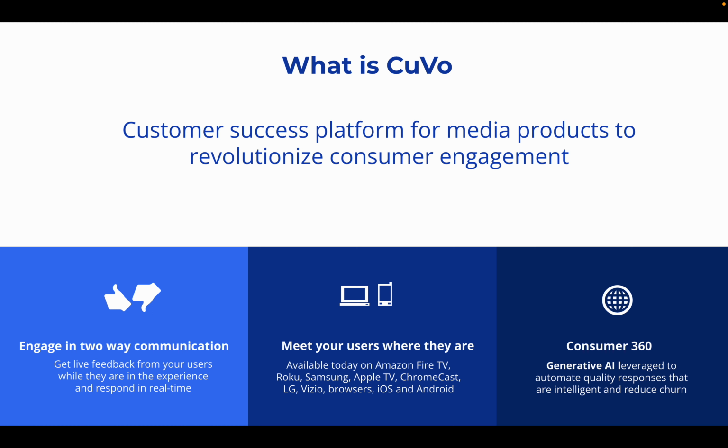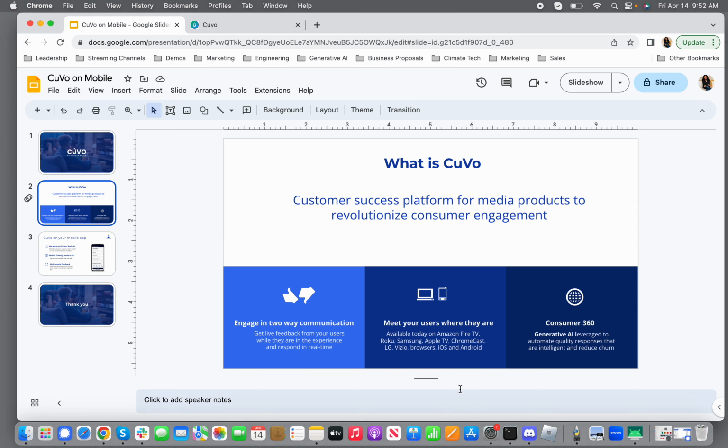And then the third aspect is Consumer 360. We have an AI/ML platform that leverages data around your consumer to be able to give you a 360-degree perspective. And this is really powerful because you can meet your users where they are and then increase their engagement and reduce churn that way. So we're going to dive right into the demo at this point.